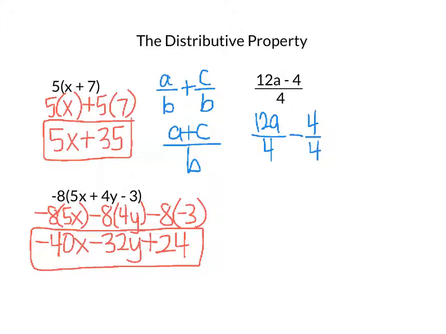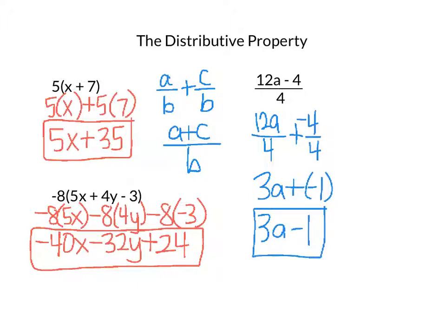I tend to usually write it with whatever the sign on the denominator is. So plus, since it's a positive 4 on the denominator, and then I keep the negative in the numerator. Either way is fine. So my answer here is 3a plus -1, or more simply 3a minus 1, and that's our more simplified version.